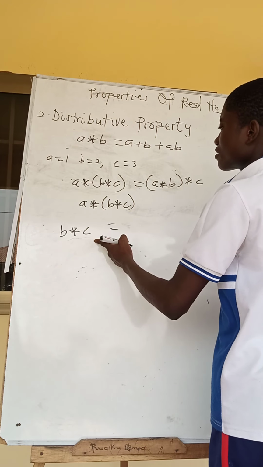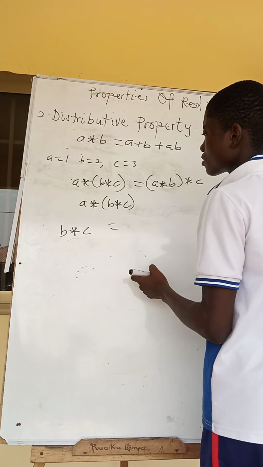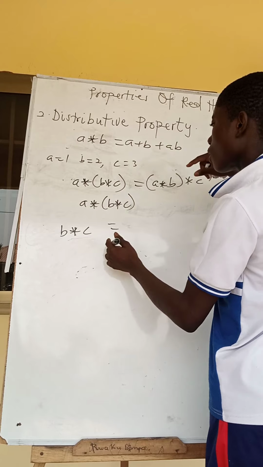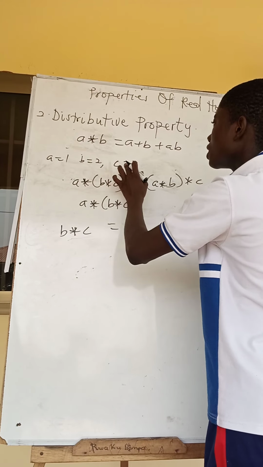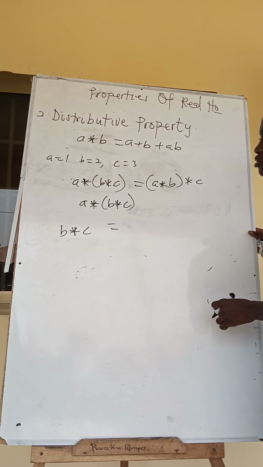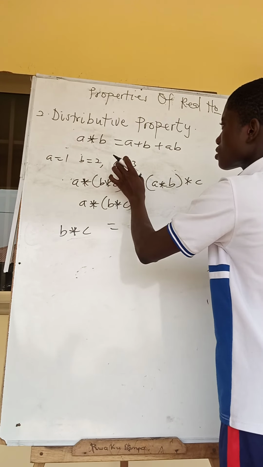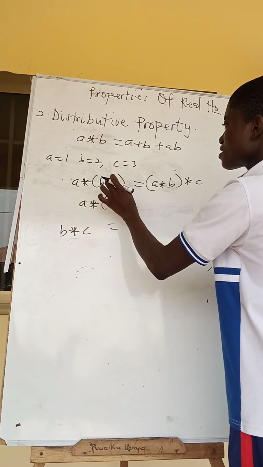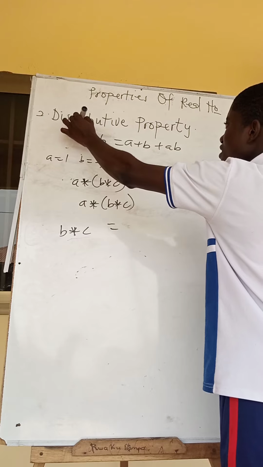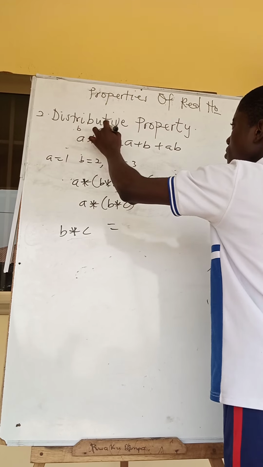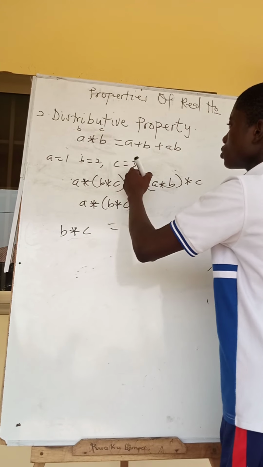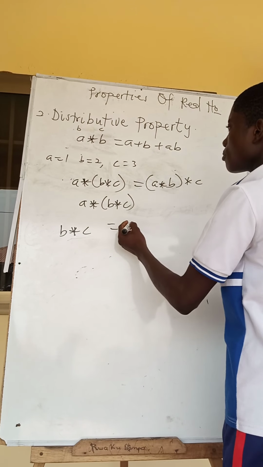Okay, I'm doing B star C, right? I'm just doing the one in the bracket. So initially, our B is going to be 2 and our C is going to be 3, right? So let's take this one rather. B star C. I'm just doing B star C through the following. So we can say this is our B and this is our C. B star C, right? So let's take 2 and 3. So our B is what?